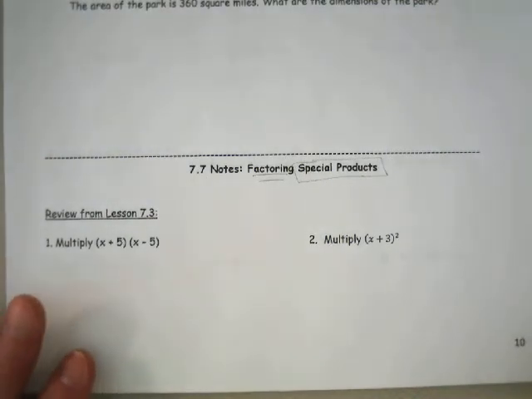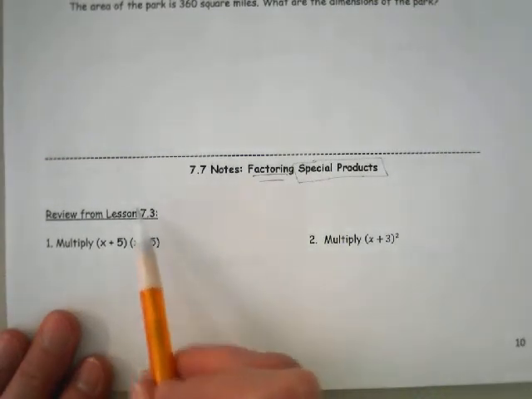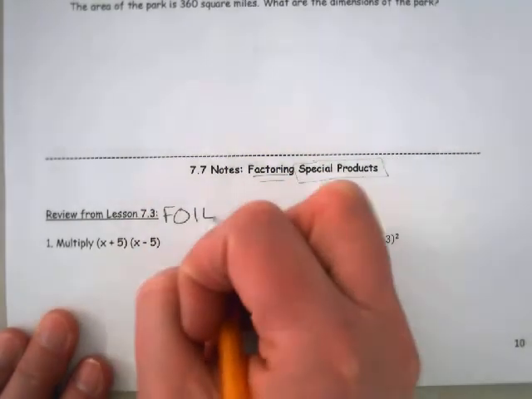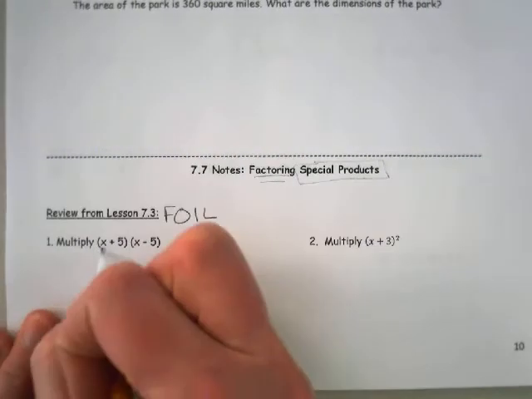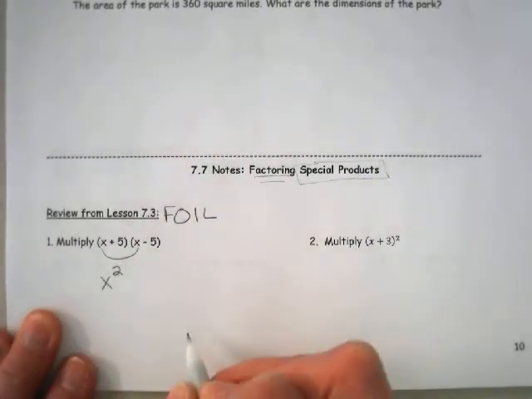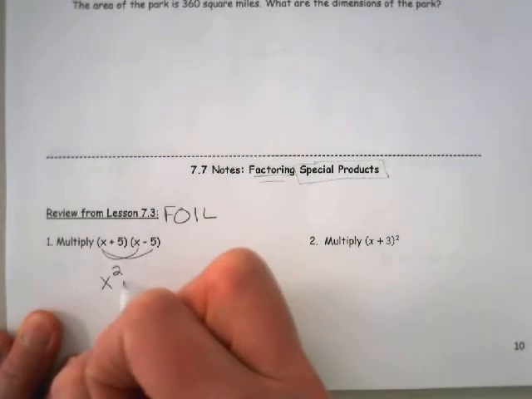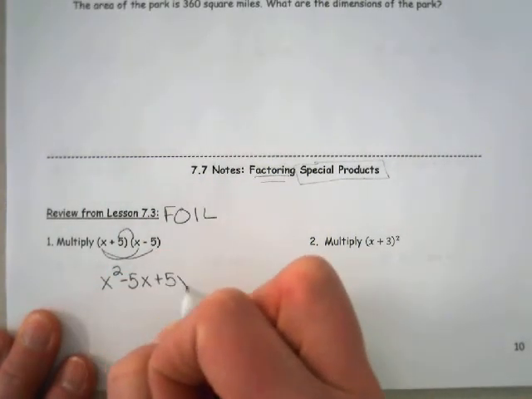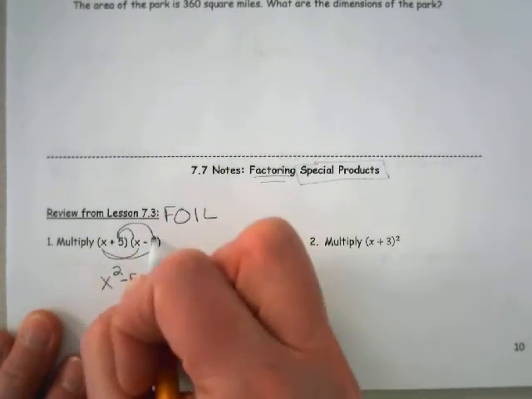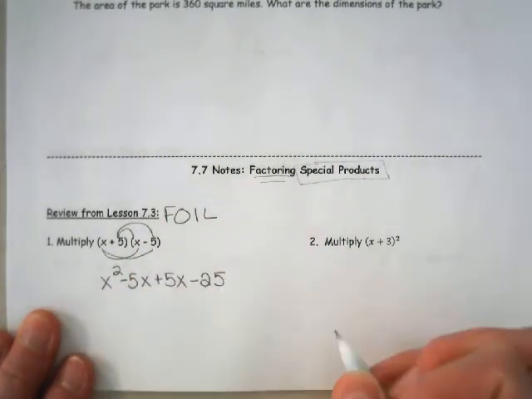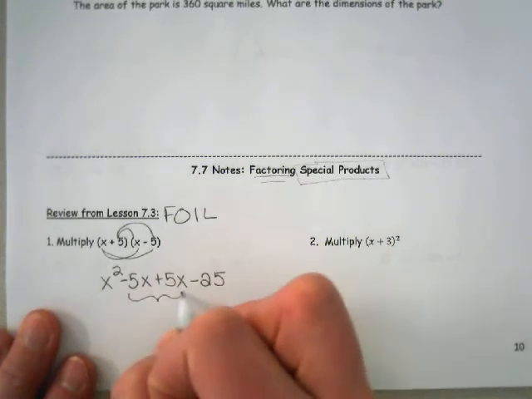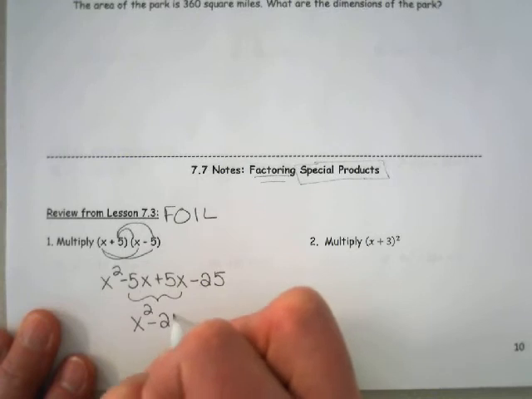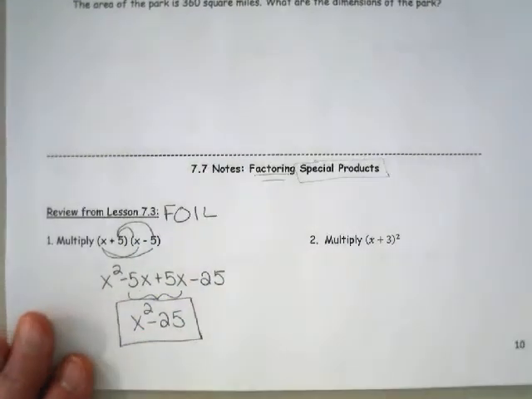So in number 1, if you remember, again, it's from lesson 7.3, you're going to FOIL this out. Okay, so we're going to do first, outer, inner, last. So if we do first, x times x. If we do outer, x times -5. If we do inner, 5 times x. And then if we do last, 5 times a -5. And what you're going to notice is your middle two terms will actually cancel each other out. So we're left with x squared minus 25. And that would be our final answer.